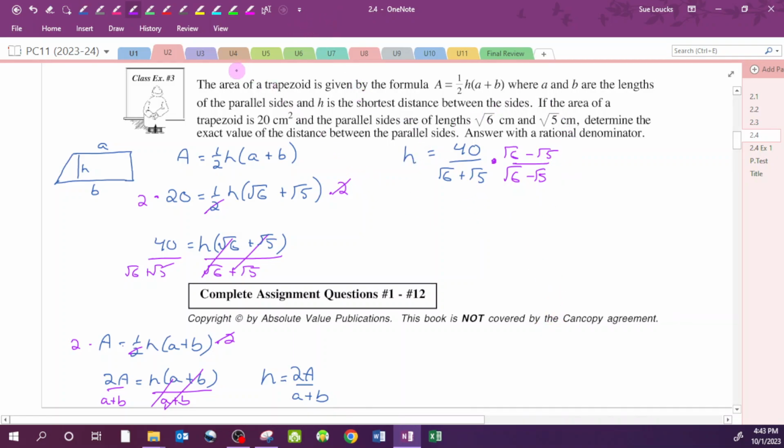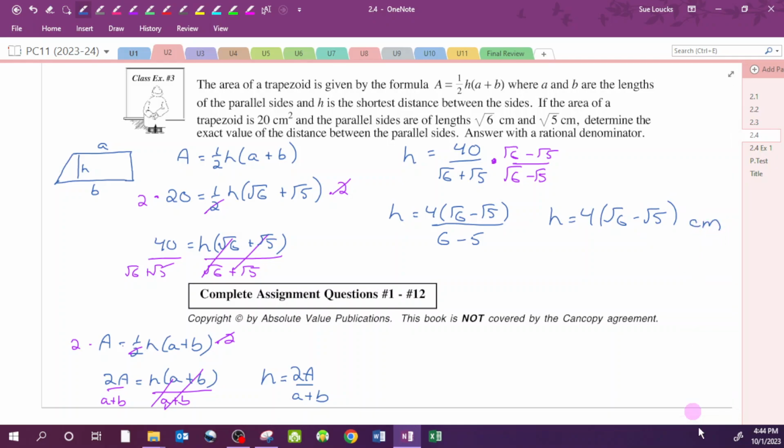So when I expand that, I get my height is 40 times root 6 minus root 5 divided by root 6 times root 6 is 6, and root 5 times root 5 is 5. So 6 minus 5 is just 1. So my height equals 40 times root 6 minus root 5 centimeters. And that's the exact value.